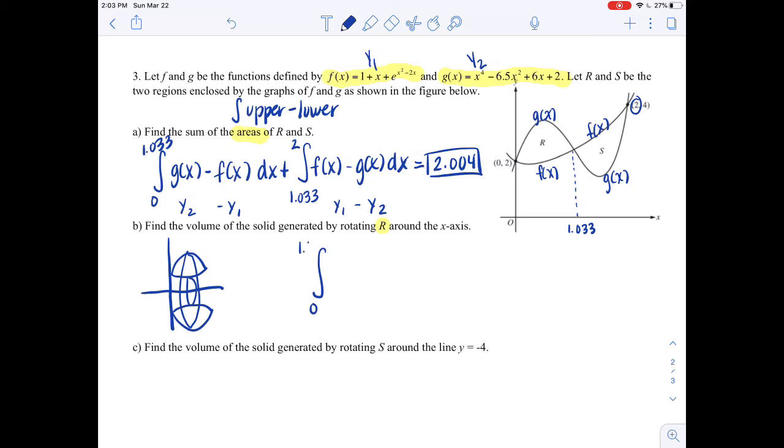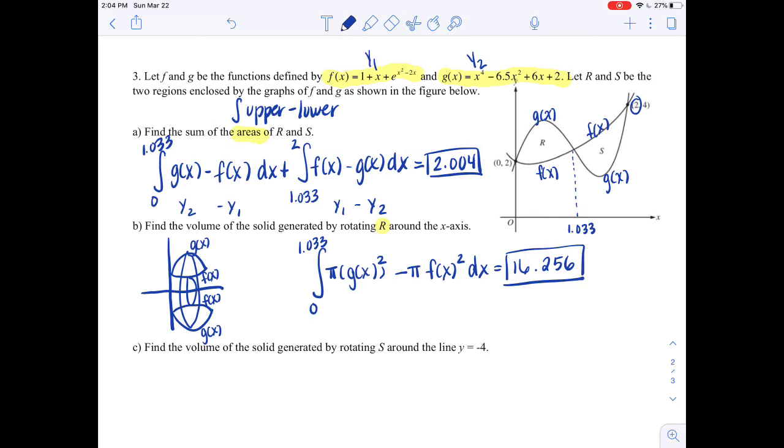Okay, thankfully our bounds are going to stay the same as the bounds we used for the area of R. That's 0 and 1.033. Now I need to have pi times my outer radius. What's making the outside edge? Remember, g of x was the upper function when you were in this region, and f of x was the inside function. So our outer radius is going to be g of x, okay, squared, sorry for that extra parentheses, minus pi times f of x squared dx. Okay, when you go and you plug that in, that comes out to be 16.256.